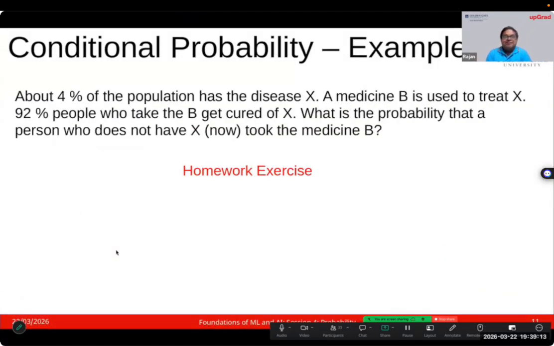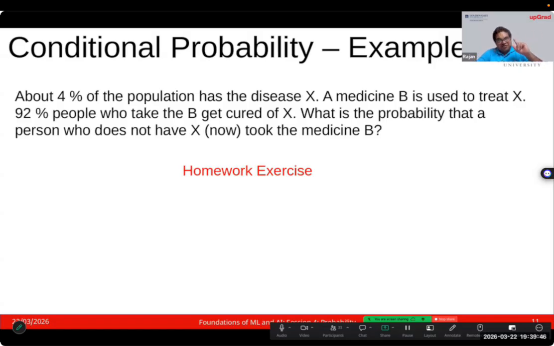Here is a slightly more meaningful question, which is something that we always do. About 4% of the population is known to have a particular disease X, whatever the disease is. A medicine B is used to treat X. 92% of people who take the medicine get cured of X.